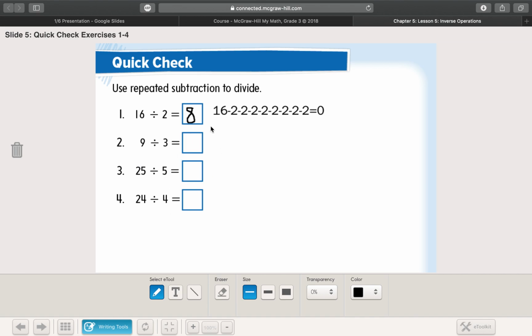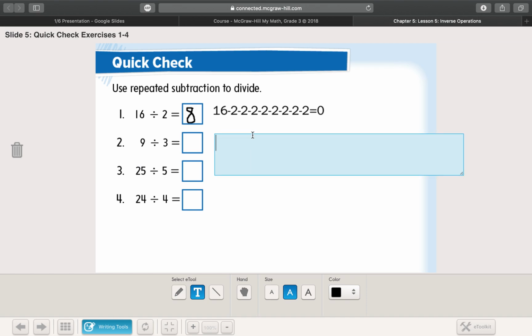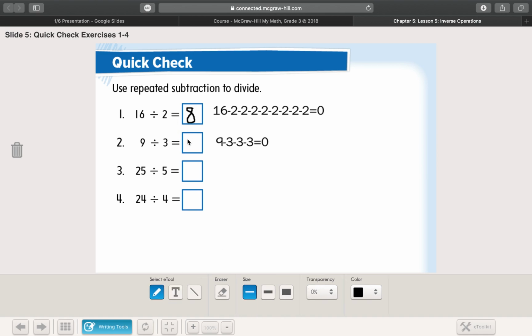I'm going to do the rest a little bit quicker just for you to really be able to get the hang of what I'm doing. 9 divided by 3. I start with 9. Then I start subtracting. 3 minus 3 minus 3 equals 0. Okay? That's how I would demonstrate it. How many 3's did I just draw? I drew 3 3's. So 9 divided by 3 equals 3.